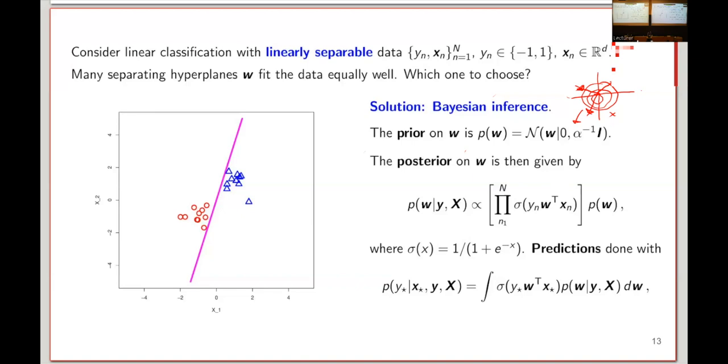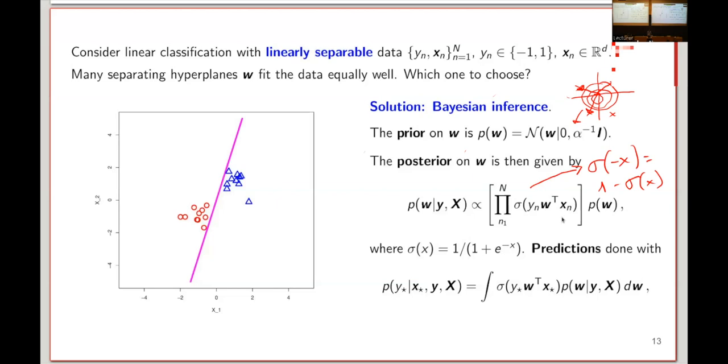So sigma has this property that sigma of minus X is the same as one minus sigma of X, no? And then because we are multiplying by Y, which can take values one or minus one, we are writing here that the probability of Y taking value one is just sigma of WX, and the probability of Y taking value minus one is one minus sigma WX. Anyway, this is the model. We're going to do Bayesian inference.